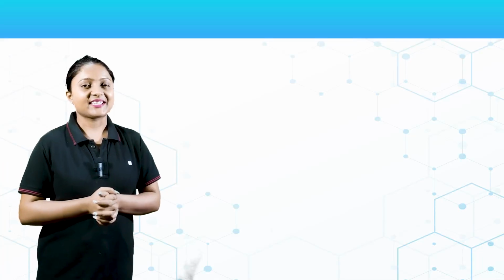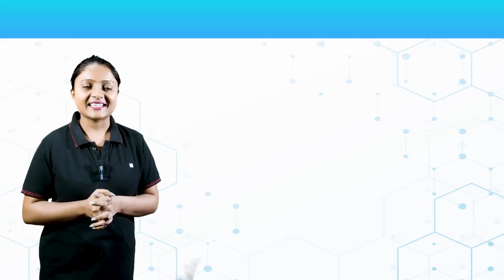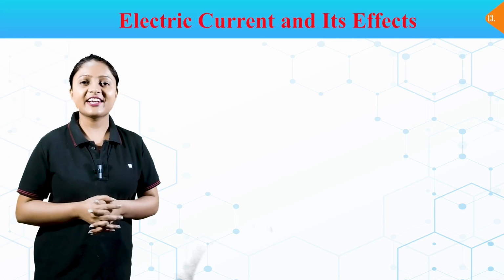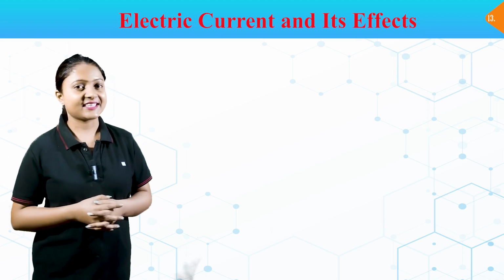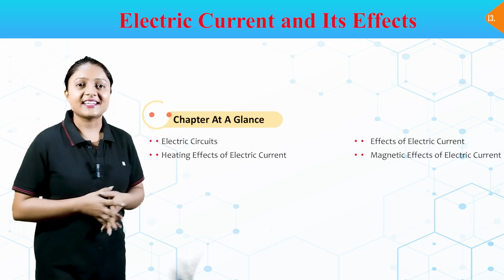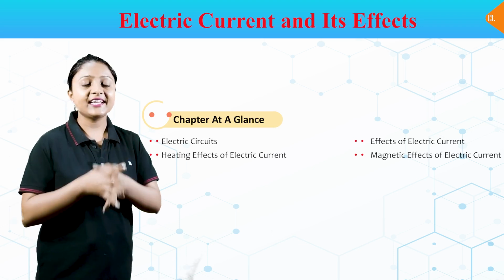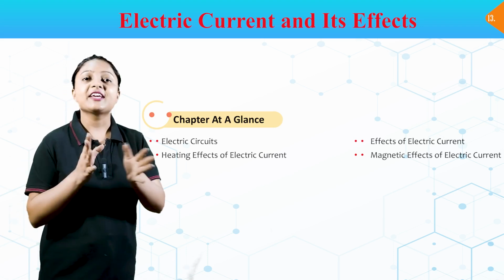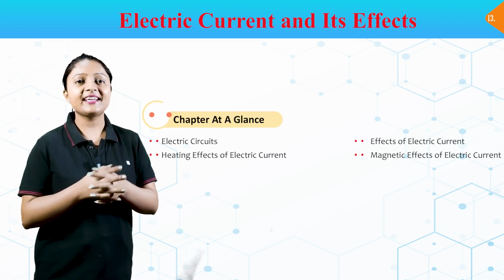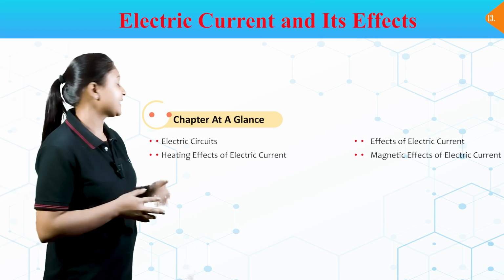Hello class 7 students. Welcome back to this science class, and today we are going to start chapter 13 of your science textbook, which is electric current and its effects. Chapter at a glance: electric circuits, heating effects of electric current, effects of electric current, magnetic effects of electric current.